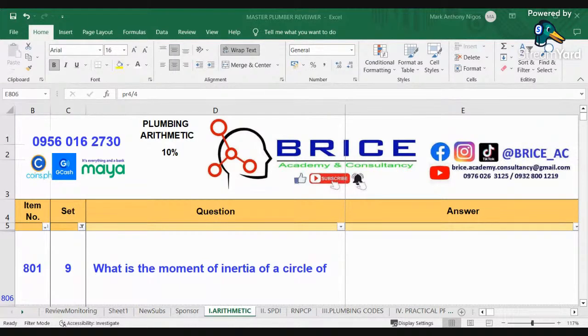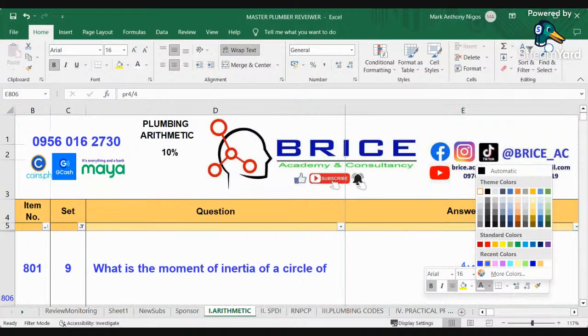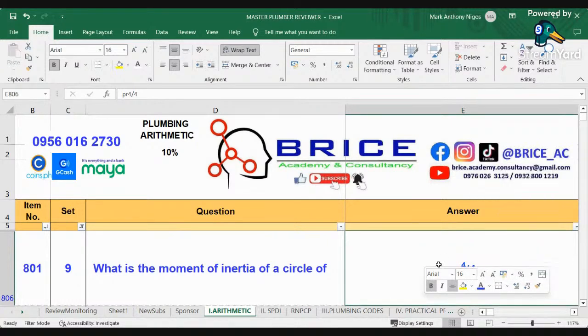Number 801. What is the moment of inertia of a circle? The answer is pi r to the 4th over 4. What is the moment of inertia of a circle? The answer is pi r to the 4th over 4.